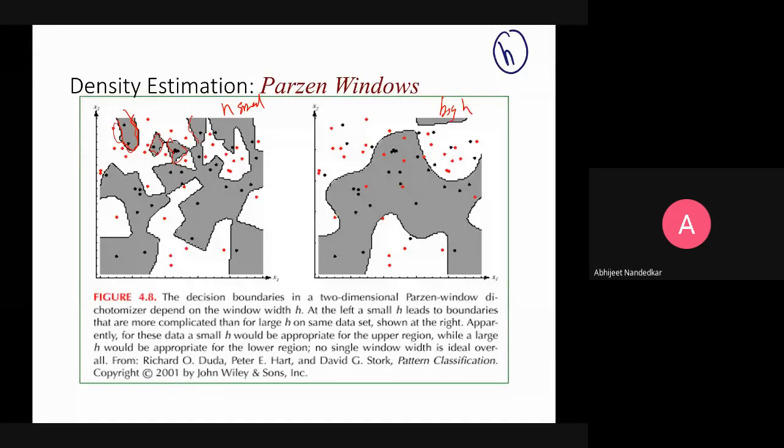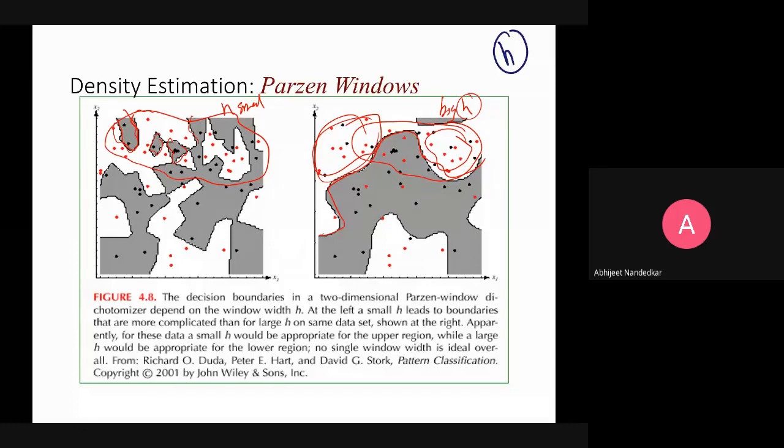So when you take big H, the edges formed due to this Parzen are quite smooth, and they are not capturing the high variations here. Okay, so there is a good amount of mixture of two classes here, which is not captured by a high value of H. When you take a small value of H, this portion is probably getting more accurate boundaries.